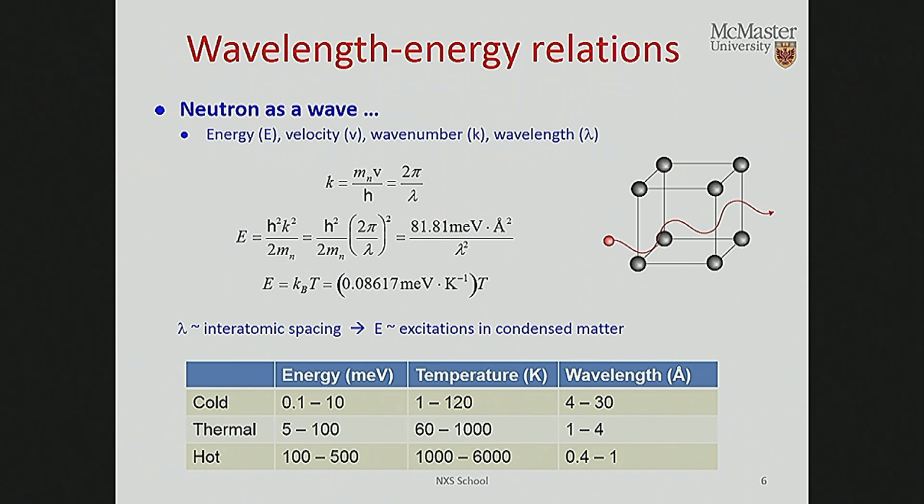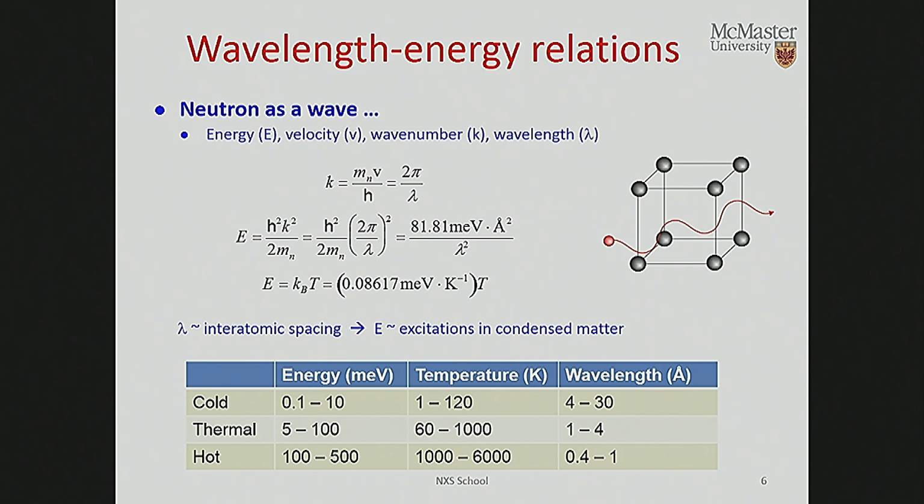So the neutron has some de Broglie wavelength, which is determined essentially by its mass and its velocity, and correspondingly it has some wave vector k, which is just 2 pi over the wavelength, and a characteristic energy which goes inversely as the square of the neutron de Broglie wavelength. Okay, so this is actually not too hard a relationship to remember. The energy in millielectron volts is 81.8 divided by the wavelength squared in angstroms.